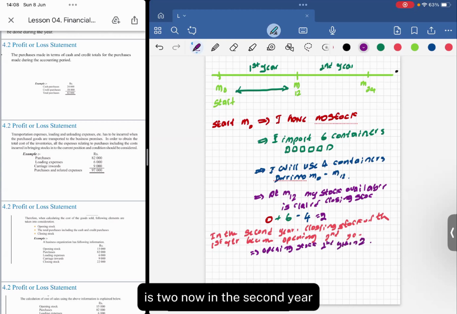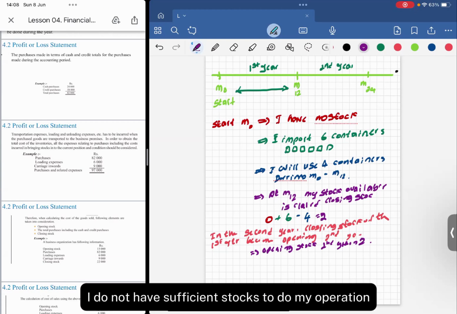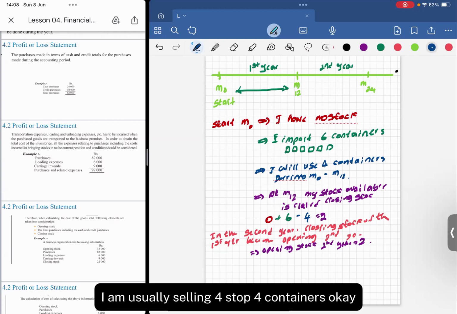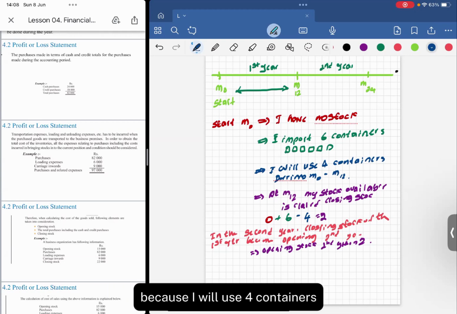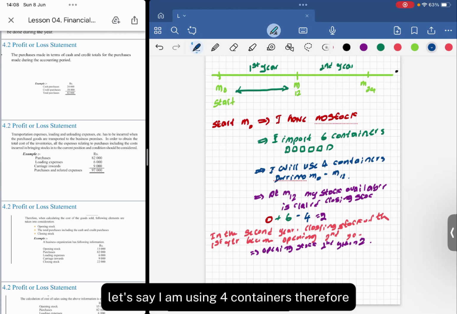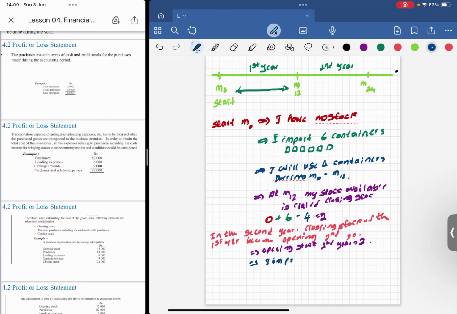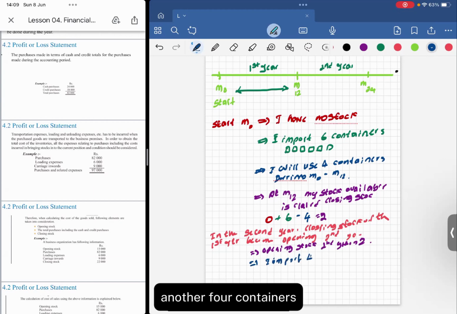Now in the second year, I do not have sufficient stock to do my operation, because I usually sell 4 containers during month 0 to month 12, and this year also, let's say I use 4 containers. Therefore what I do is I import another 4 containers.